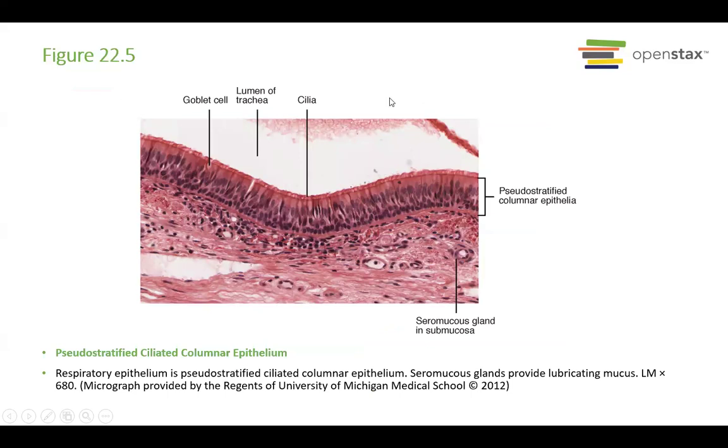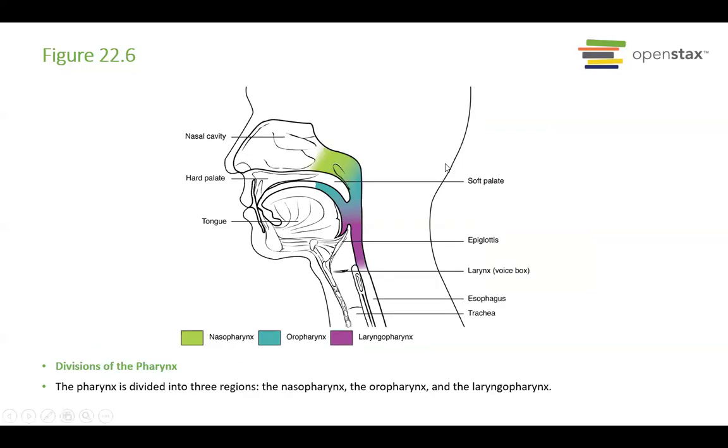The respiratory system is made up of pseudostratified ciliated columnar epithelium. We mentioned that when we were doing the tissues. We said that the epithelial tissue has mucus membrane. So the respiratory epithelium is a pseudostratified ciliated columnar epithelium, and it has seromucous glands that provide lubricating mucus. So these are the divisions of the pharynx.